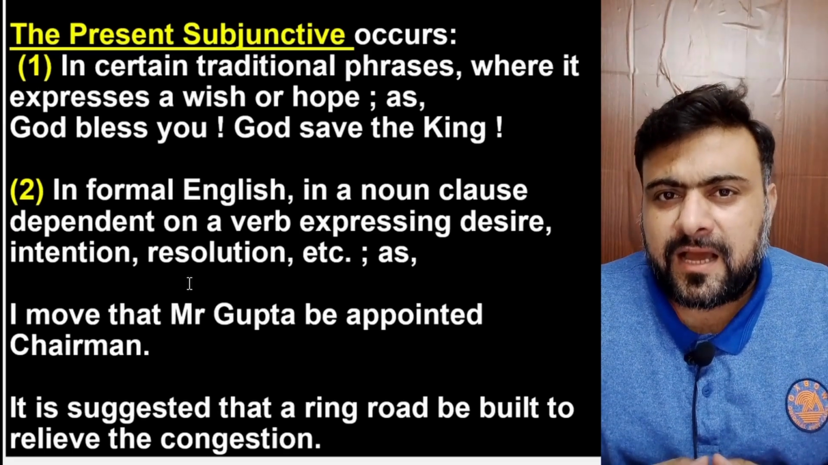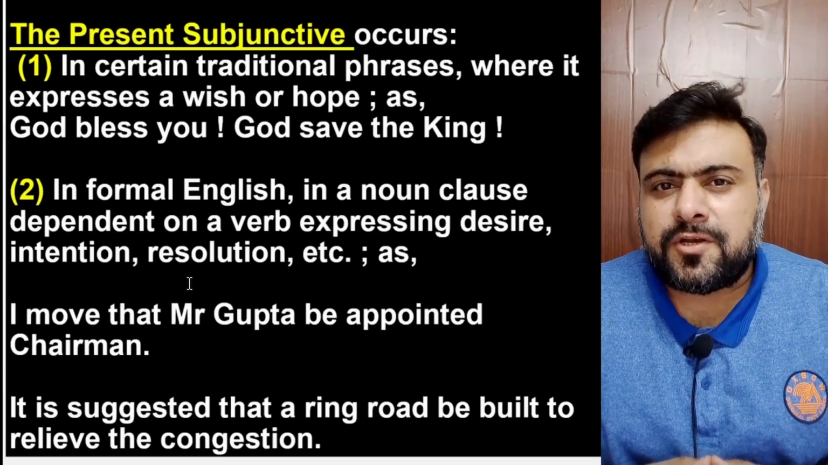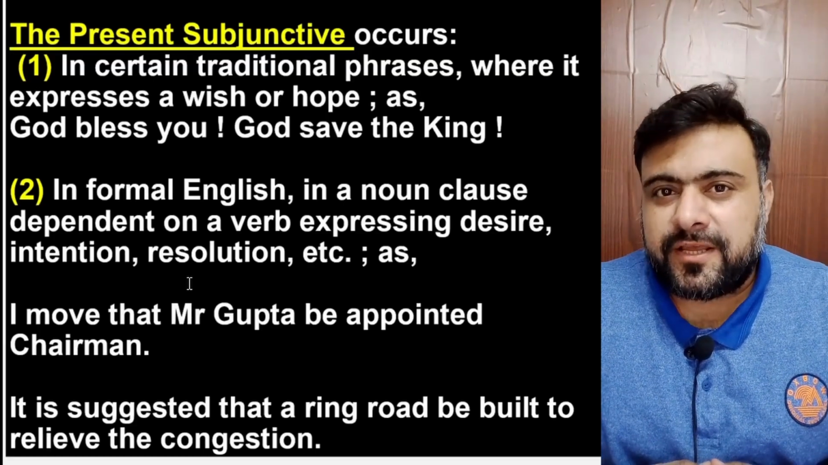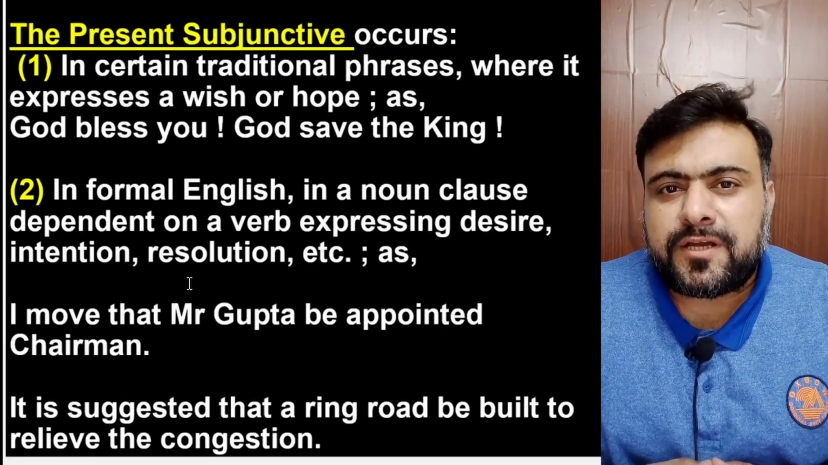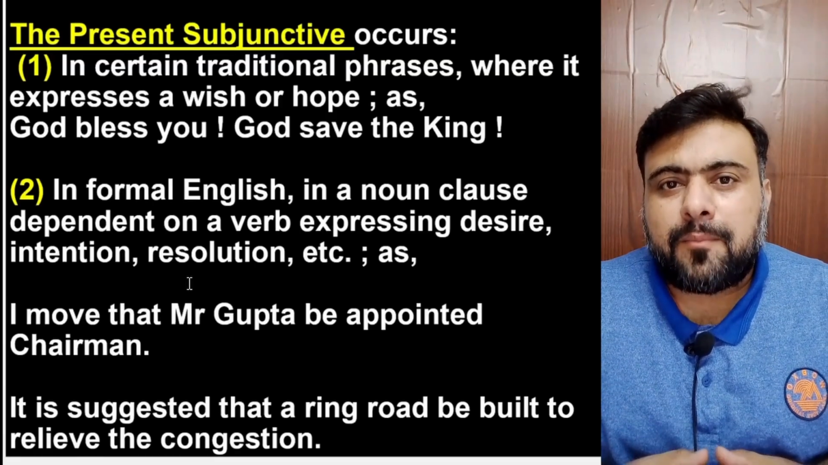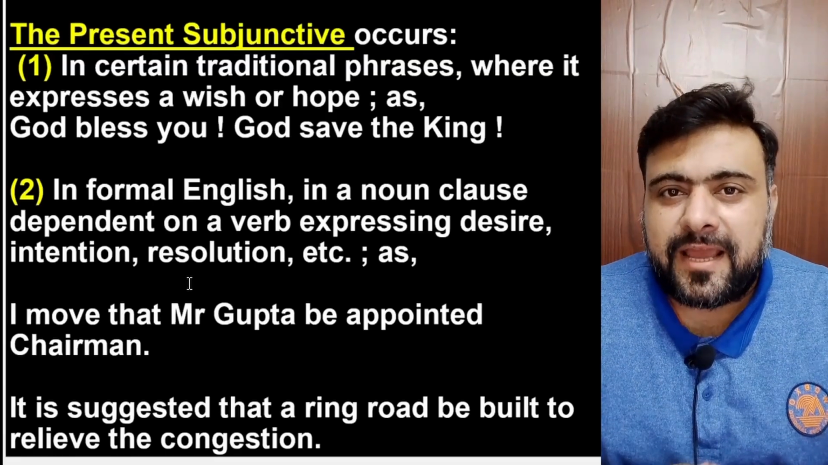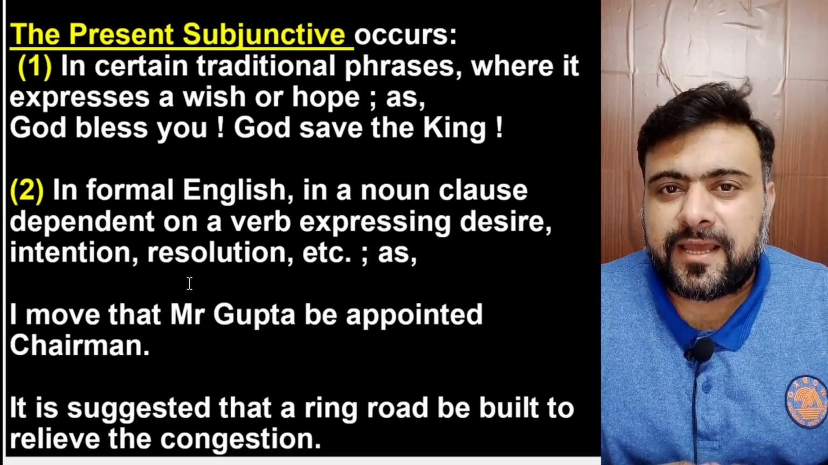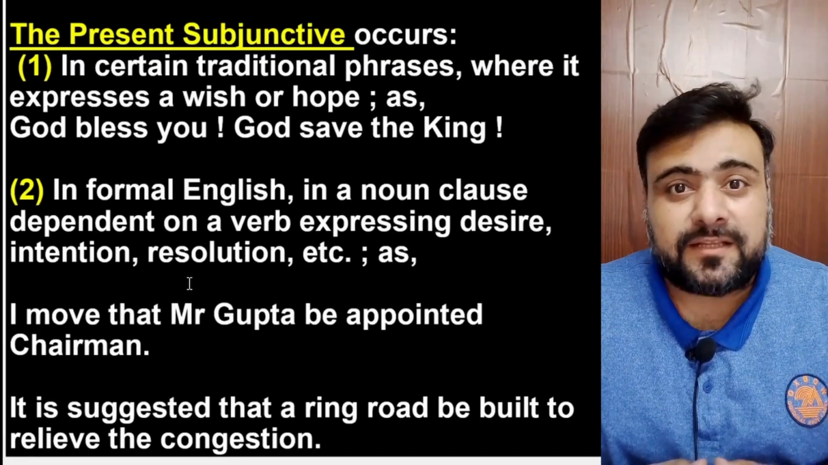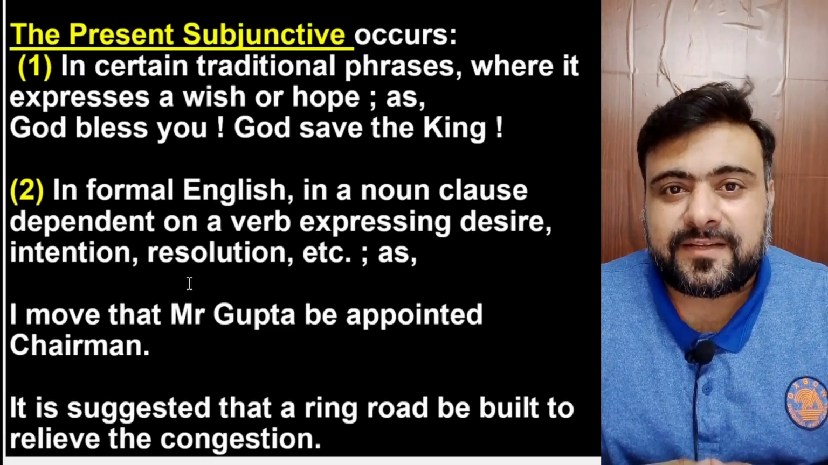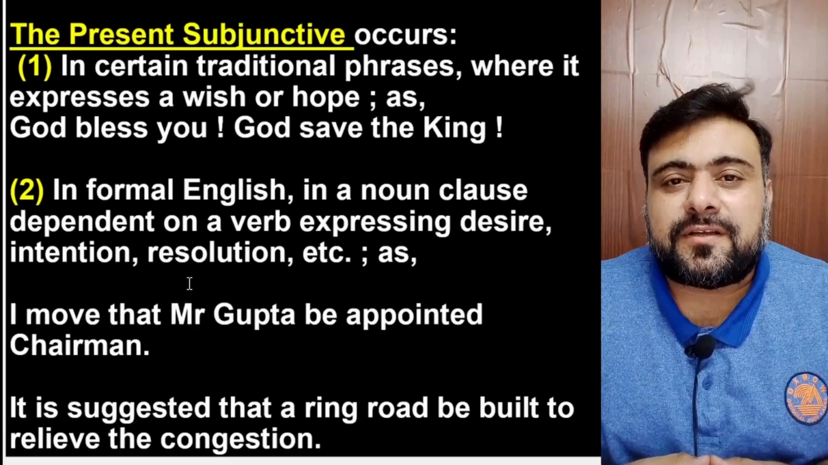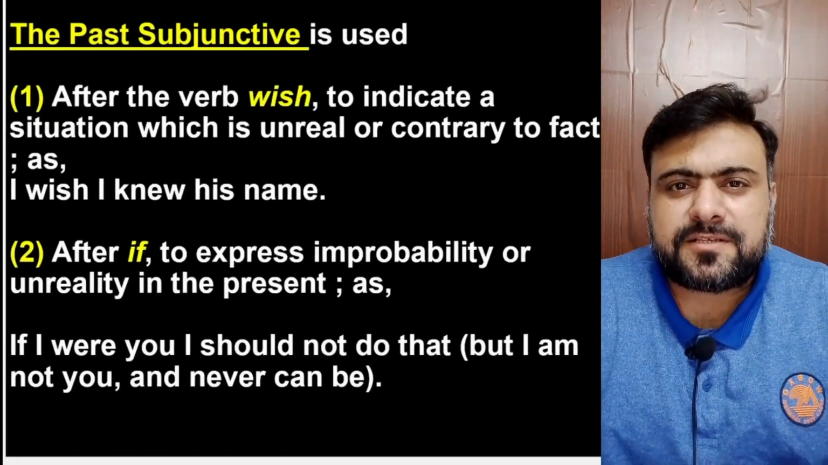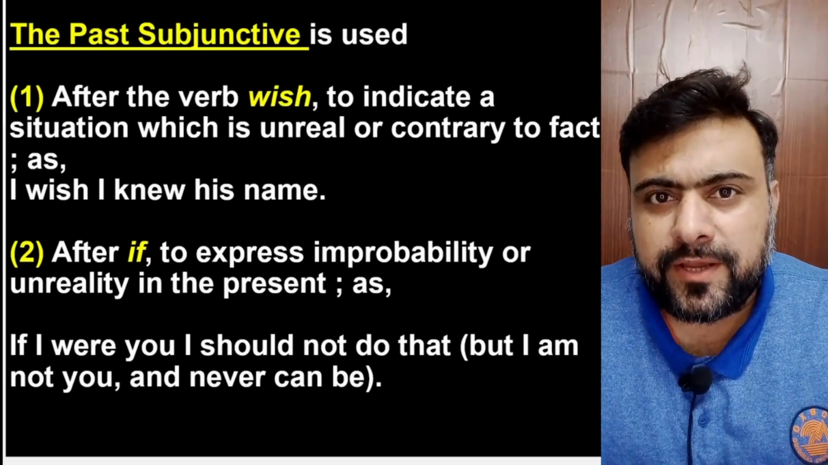For example, if I say, I move that Mr. Gupta be nominated as chairman. In simple English, I would say, I move that Mr. Gupta should be nominated as chairman. But the should has been omitted, and I just say, I move that Mr. Gupta be nominated as chairman. In this sentence, the verb is in the present subjunctive, and it expresses a desire, an intention, or a resolution. The past subjunctive is used in 5 ways.